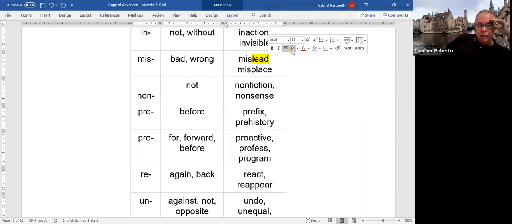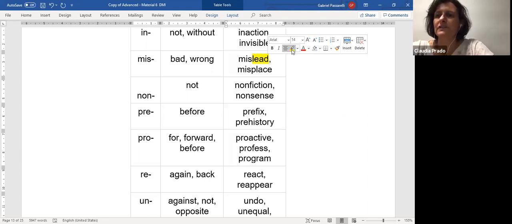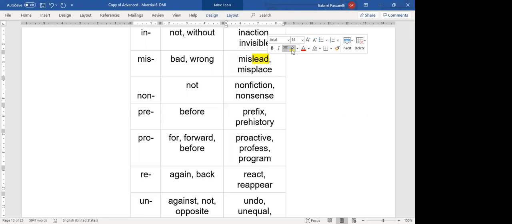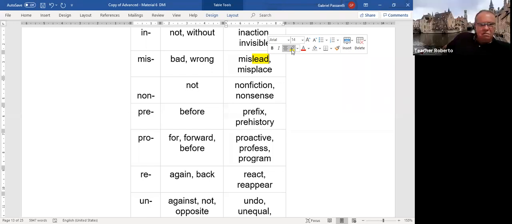Non. No, not. Non-fiction, nonsense. Non is usually added in front of a noun. Like, is it a fiction movie? No, it's non-fiction. That means it's not fiction. What do you think? It's nonsense. That means it makes no sense to me. Pre is like in Portuguese. It means before. Like prefix, prehistorical moments, prehistorical times.